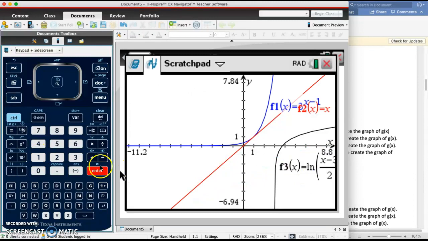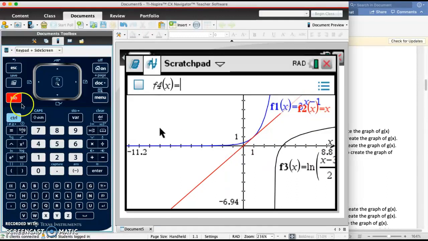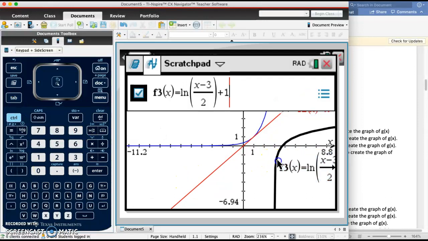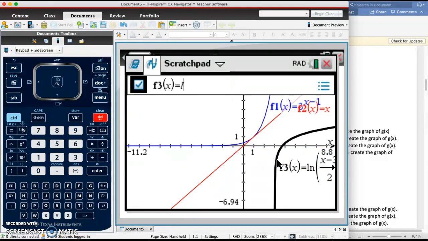Okay, so I need something that looks like that on the other side of y equals x. Okay? All right, so from here, I am going to graph. Oh, let me get rid of this one. Okay? I am going to graph now. A ends up being the answer, so I'm going to graph A.